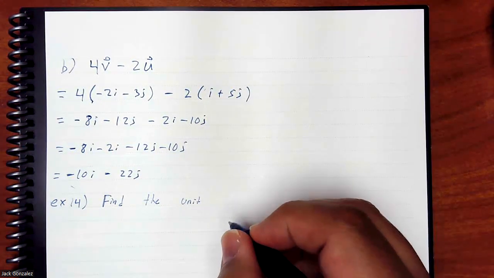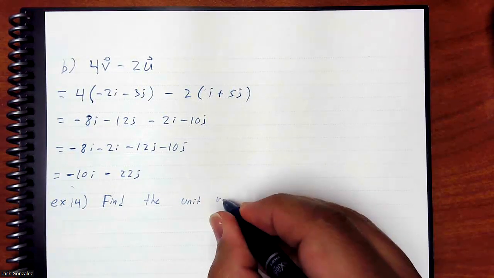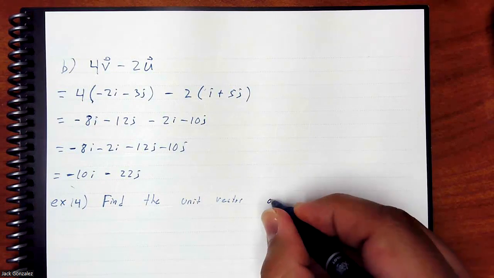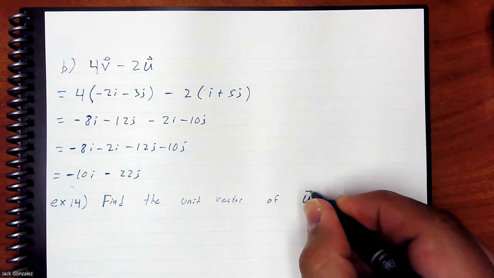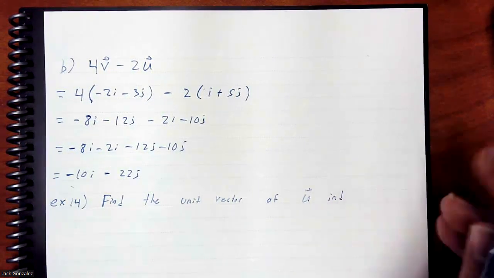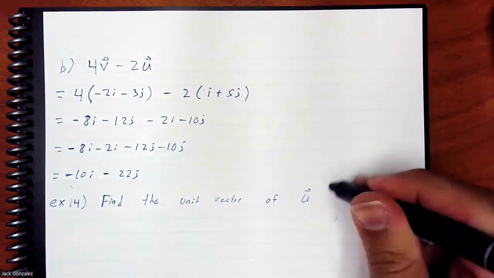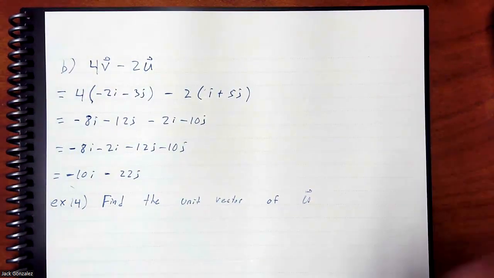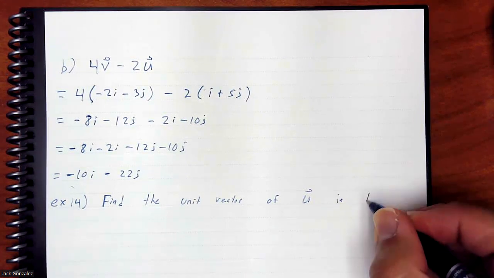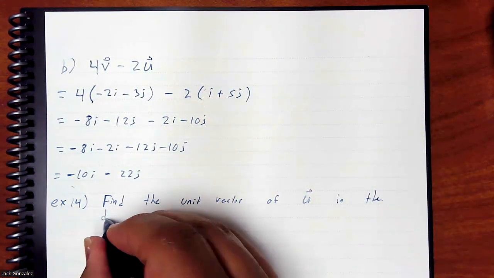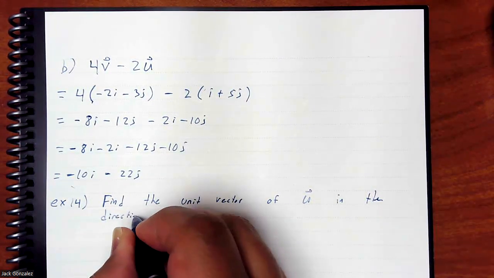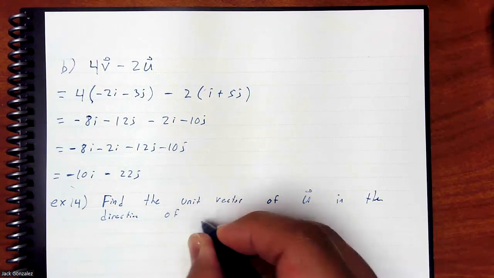All right, so we'll move on to something else. Find the unit vector of u in the direction of v.